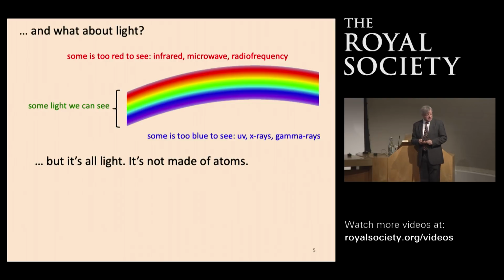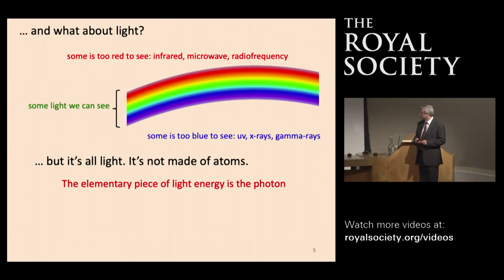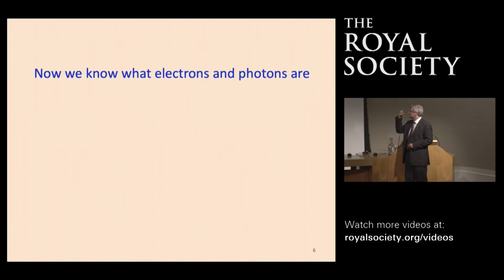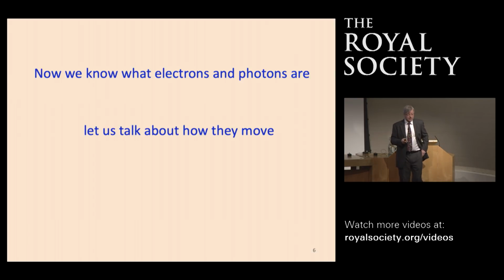Next question, what is light made of? It's made of elementary pieces of light energy called the photon. So the photon is the little piece of light energy that you cannot break up into anything smaller. That is the quantum of light. So now we know what electrons and photons are. I want to talk next about how they move.